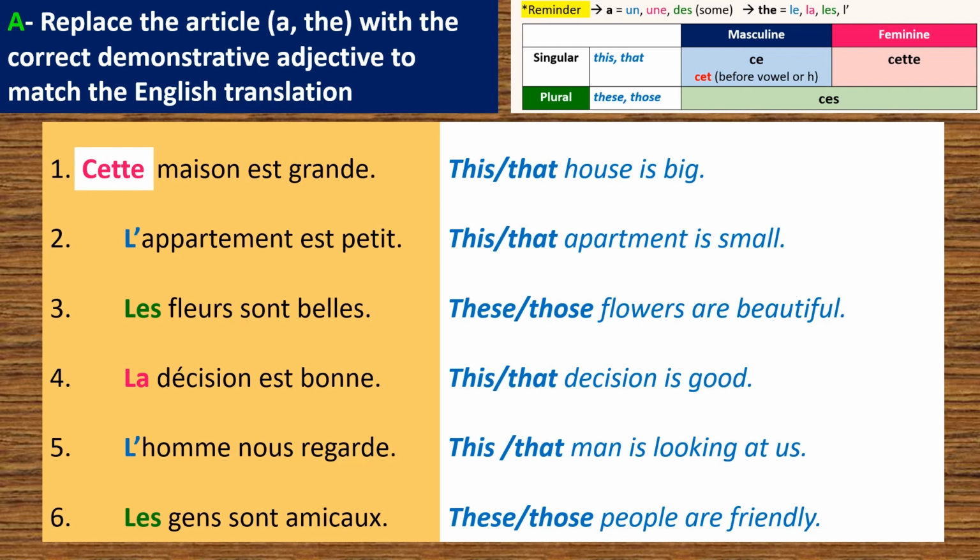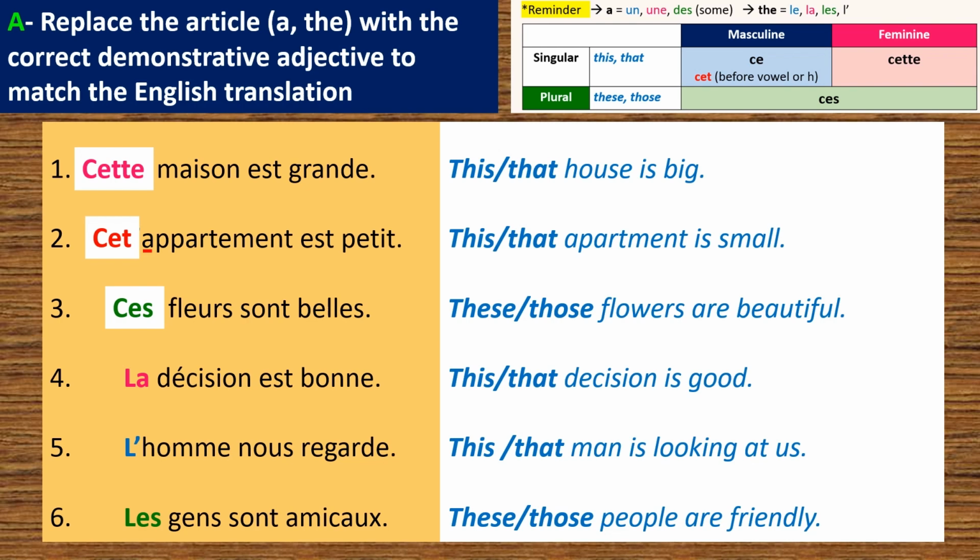Numéro 2, l'appartement est petit. This or that apartment is small is going to be cet appartement, because of course appartement starts with an A, which is a vowel. In fact, if you're trying to say ce appartement, it's slightly more difficult to pronounce than cet appartement. Numéro 3, les fleurs sont belles. These or those flowers are beautiful. Ces fleurs sont belles.